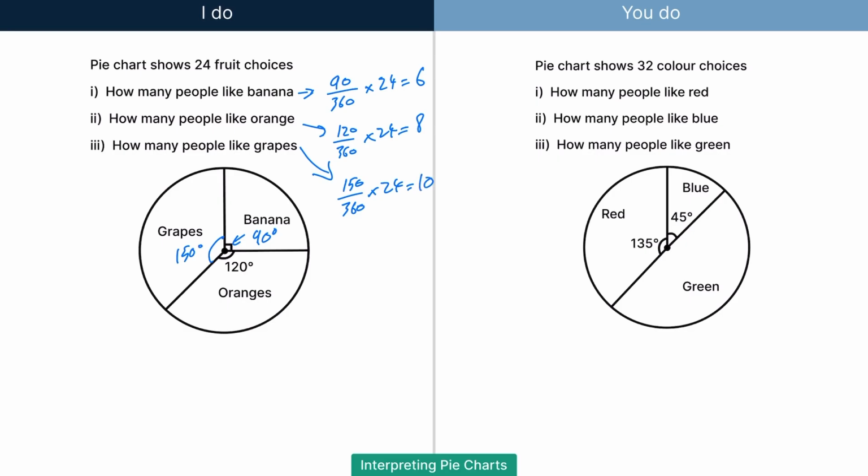And you can always total this up to make sure your answer is right. So if you add 10 plus 8, that's 18. Add 6, that gives you 24, which means your answer is right.